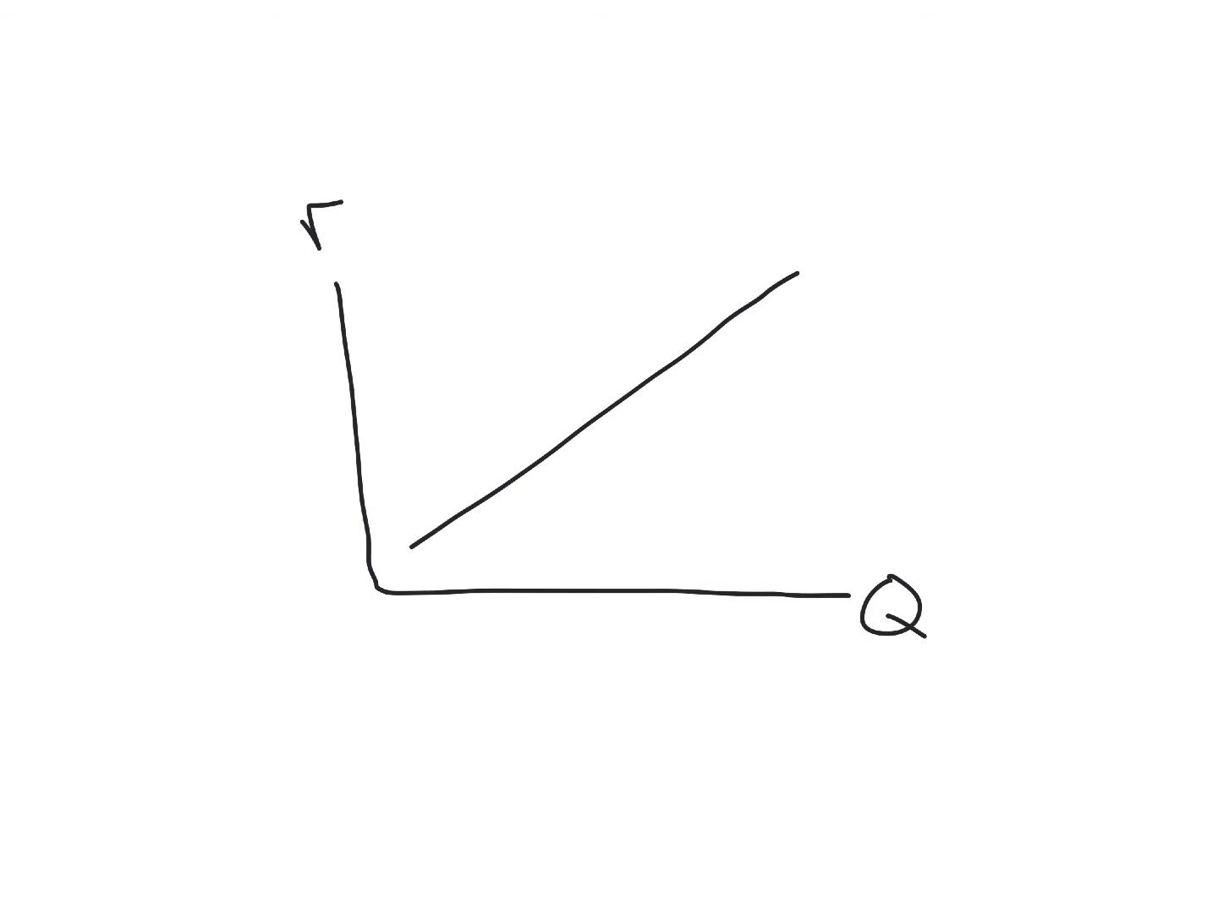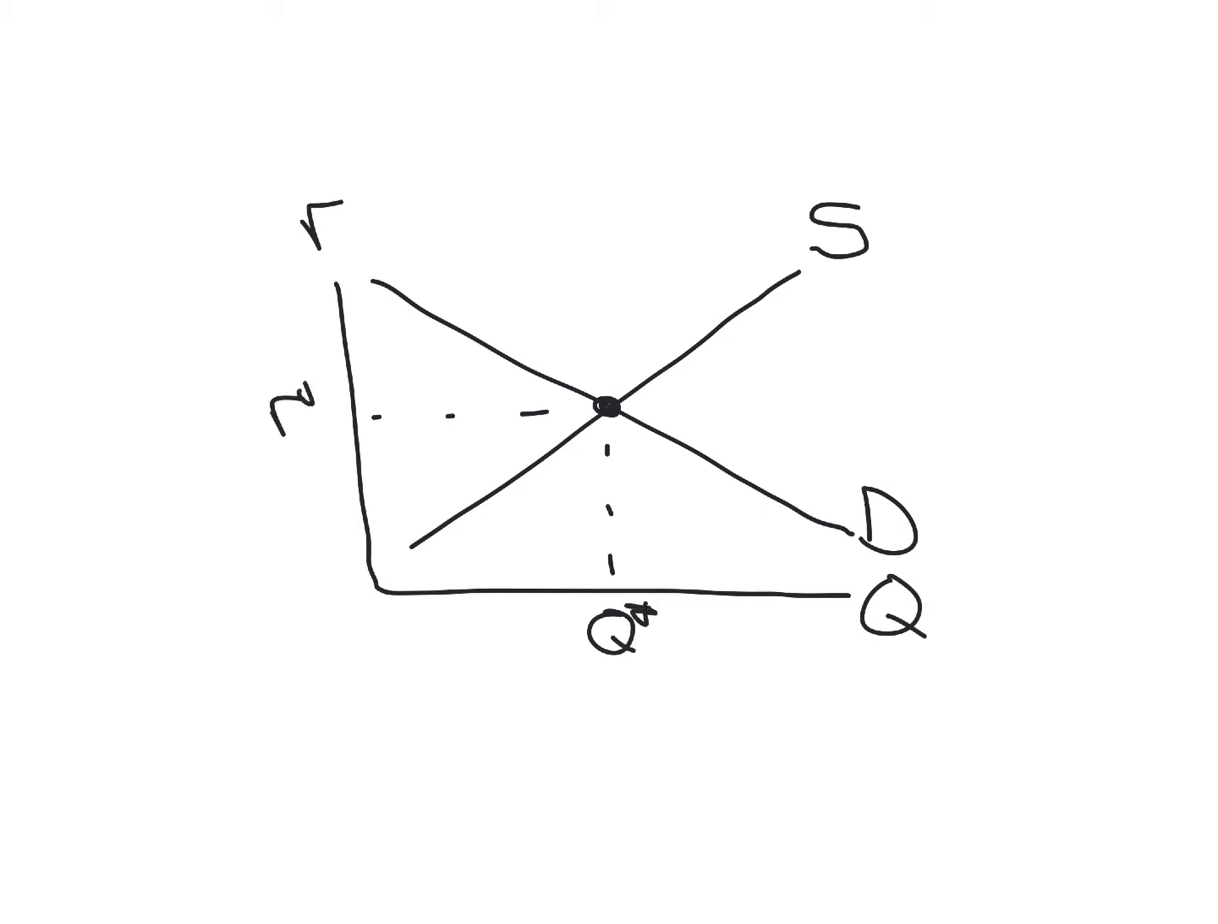Let's look at each of these three examples in turn. So let's start by drawing our starting point, an initial equilibrium in our market for loanable funds. Here's our upward sloping supply curve, our downward sloping demand curve, and the current equilibrium, Q star, R star.